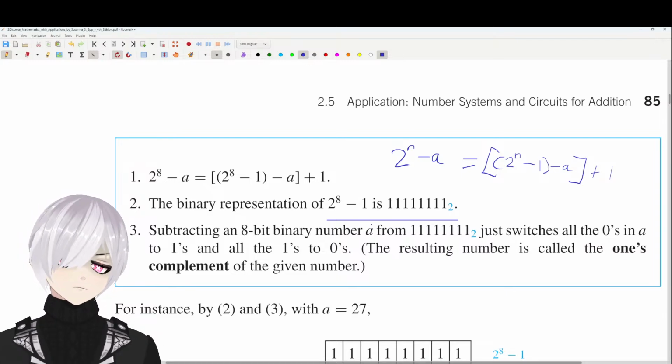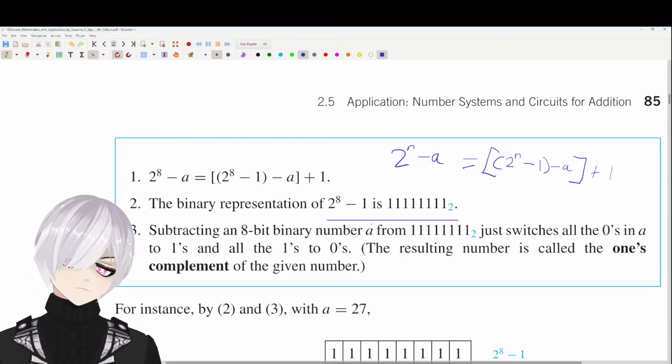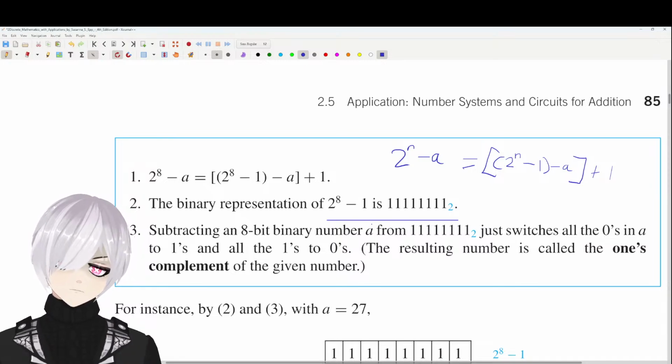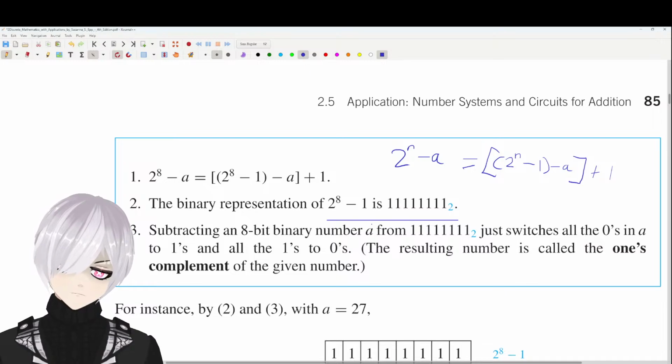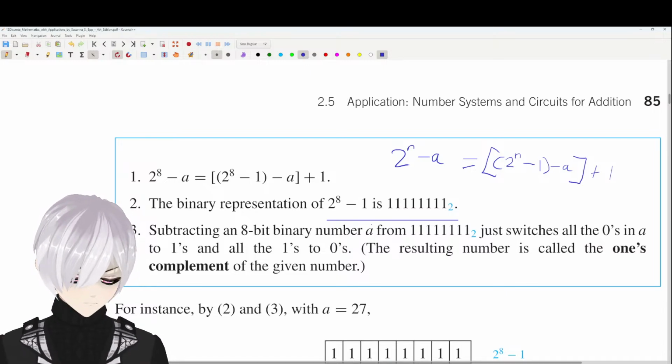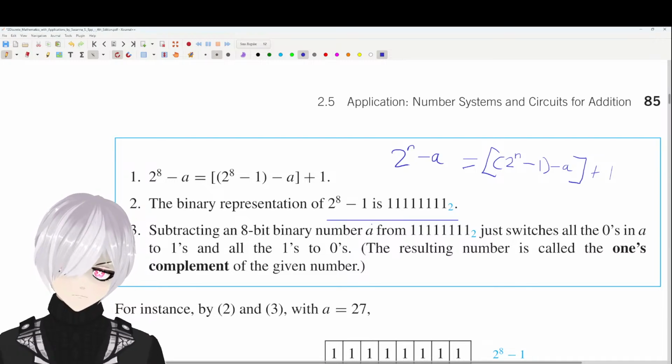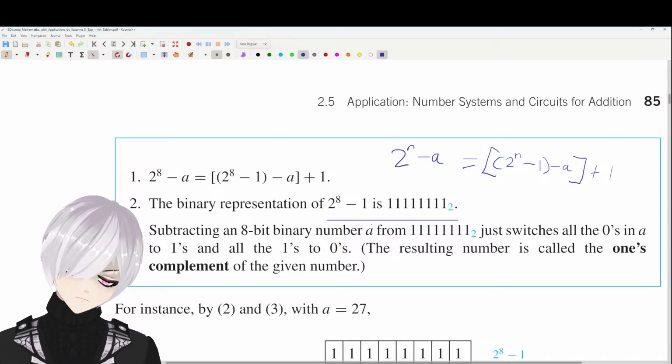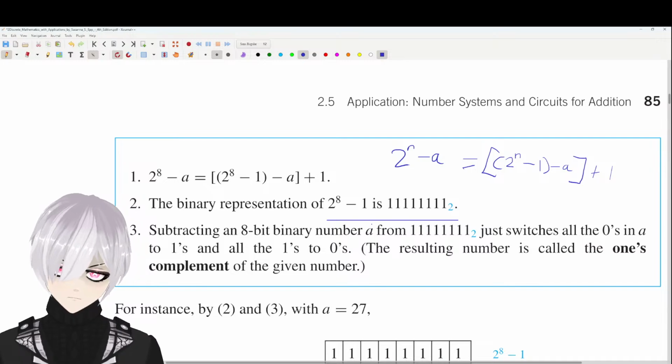That would be because when you're doing the subtraction, you go column by column. If you have the 8 ones and then you subtract A, if A has a 1 in a given column, then in that column you have 1 minus 1, which is 0. And if you have a 0 in the column for A, then that's 1 minus 0, which is 1. That's why computing 2 to the 8th minus 1 minus A switches all the ones to zeros and the zeros to ones.